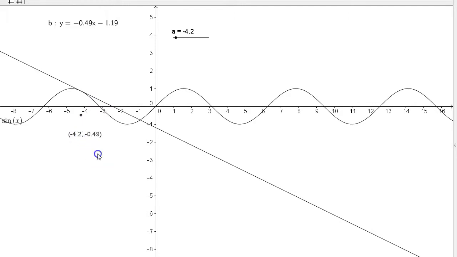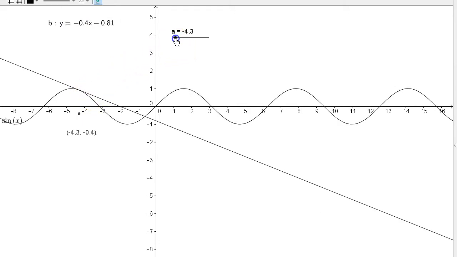What that is, is the value of A for the x value, and the y value is the value of the slope of the tangent, which here's the equation of the tangent line. So at this point here, the equation of the tangent line is negative 0.49x minus 1.19. This point here says when x is negative 4.2, y is 0.49. So again, the slope matches the y value here. The y value of this point is the slope of the tangent, meaning that's the value of the derivative, because the derivative is the slope of the tangent line.